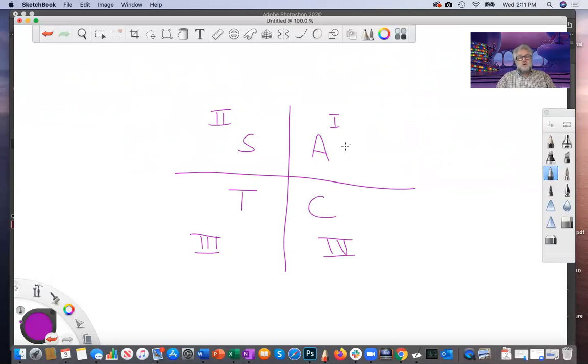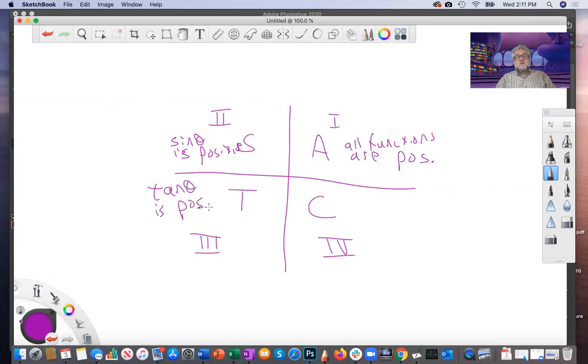In the first quadrant, all functions are positive. In the second quadrant, sine is positive. In the third quadrant, tangent is positive. And in the fourth quadrant, cosine is positive.